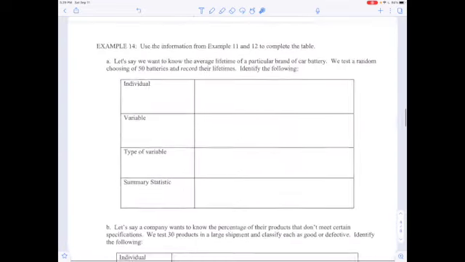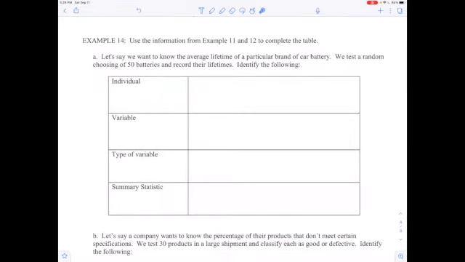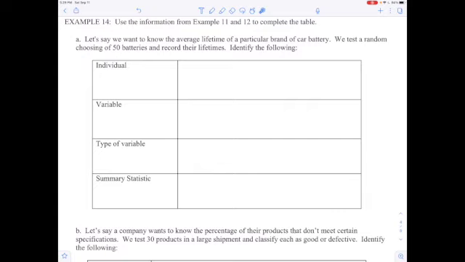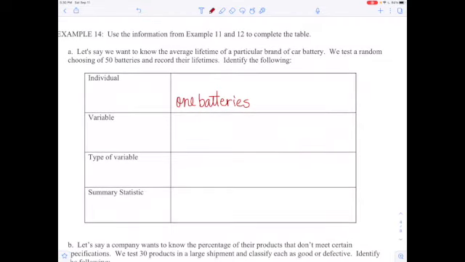Example number 14. Using the information in examples 11 and 12, complete the table. Let's say we want to know the average lifetime of a brand of car battery. We test a randomly chosen 50 batteries and record their lifetimes. Identify the following. So the individual is 1 piece of information, and that is going to be 1 battery. And the variable is going to be how long their lifetime is.